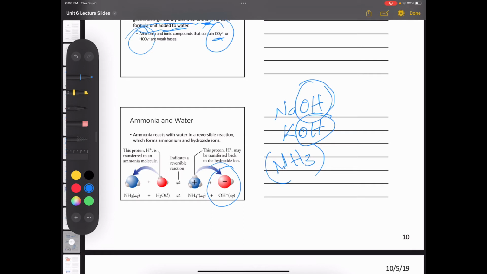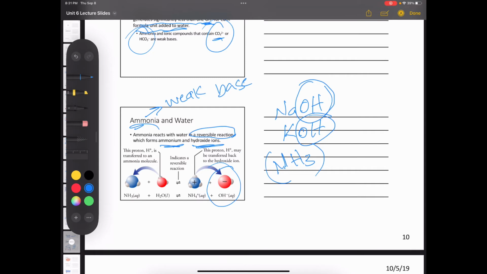And that's where ammonia becomes a little bit different when it comes to forming the hydroxide ions. So ammonia reacts with water in a reversible reaction, which forms ammonium and hydroxide ions. So it is a reversible reaction. That's the key word here. That means ammonia is a weak base because it's a reversible reaction.